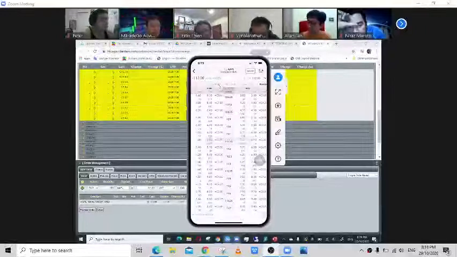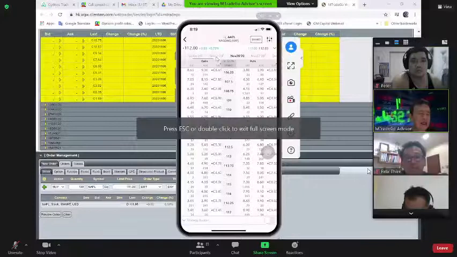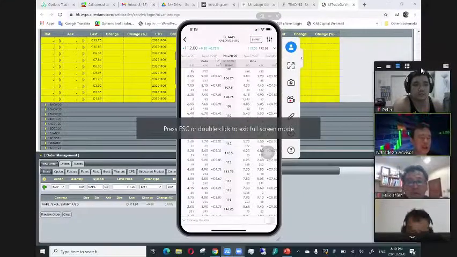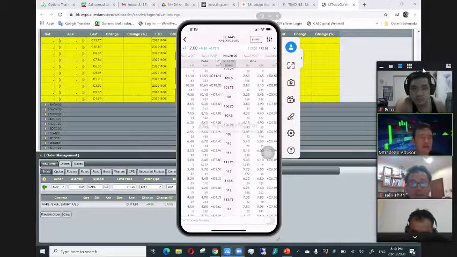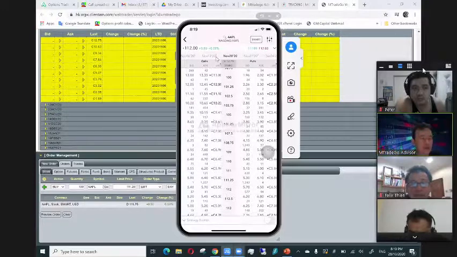Option they have weekly, they have monthly. Monthly one normally is the third week. Normally they will show you the third week one. Let's say this is the third week one, and this is the November 20th expiring date. Now Apple price is 112.